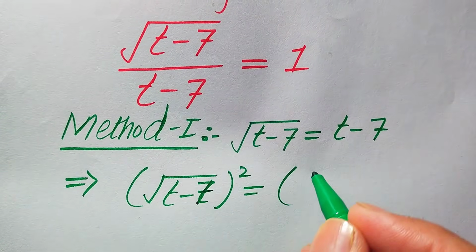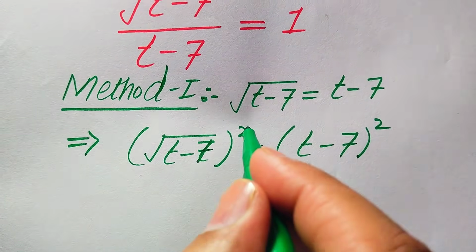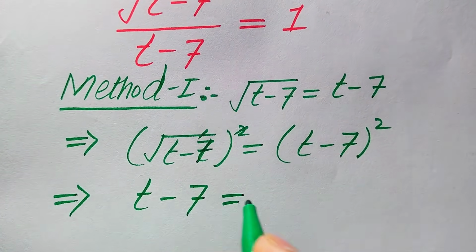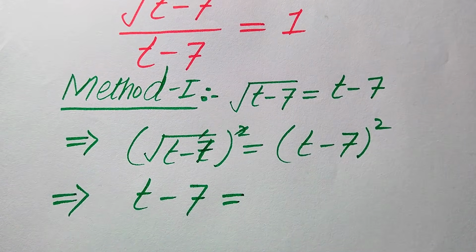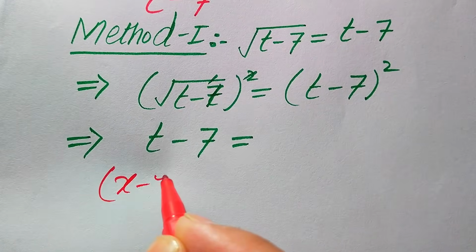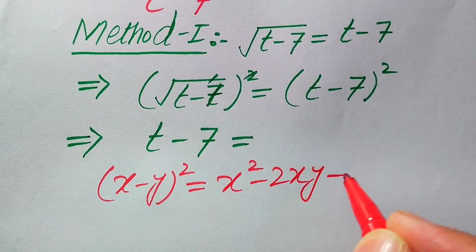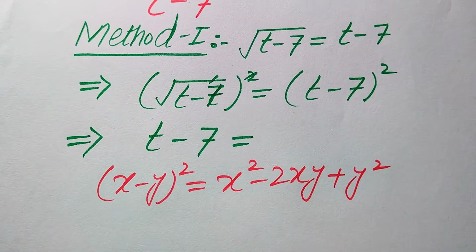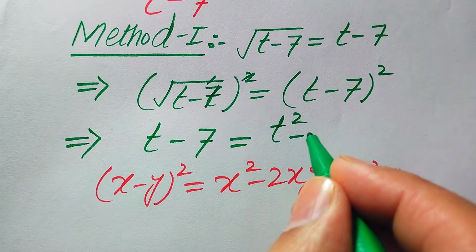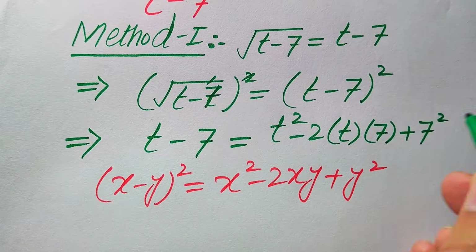So when we apply squaring, it will be written in this form. You see that this 2 and this square root cancel each other out, and we obtain t minus 7 is equal to, on the right hand side, we use the nice algebraic formula you know about: if we have x minus y whole square, it equals x square minus 2 times xy plus y square. According to this formula, we write the right hand side of the above equation as t square minus 2 times t into 7 plus 7 square.